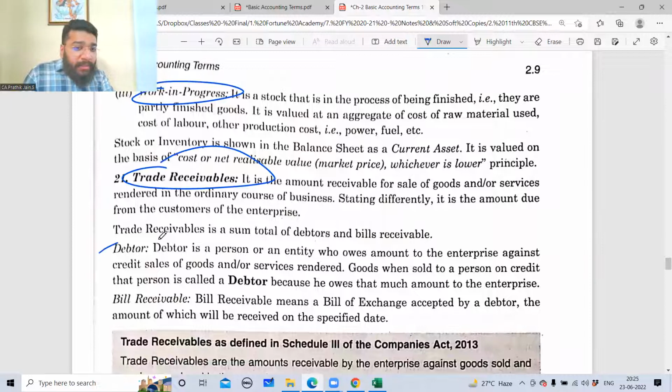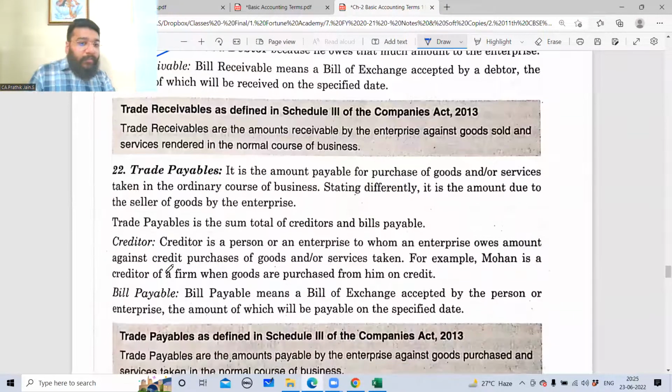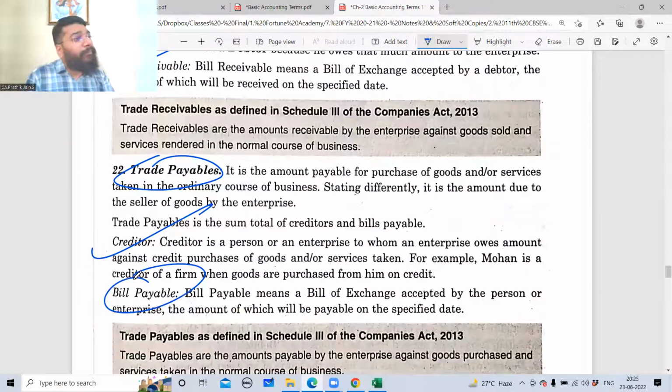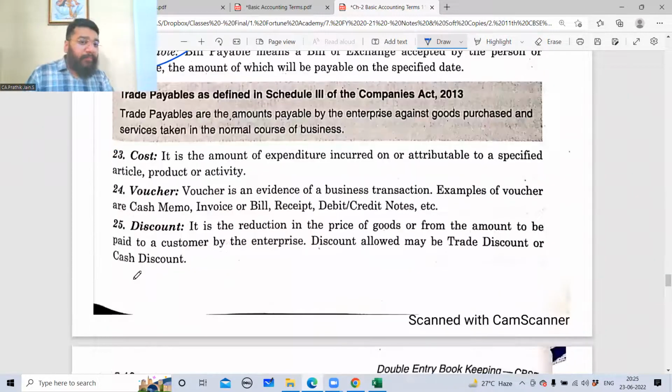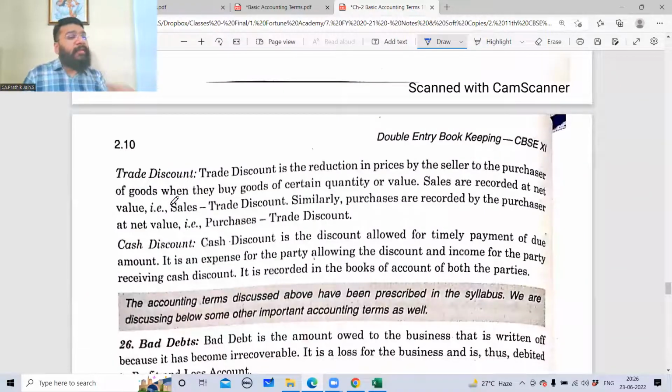In trade receivable, we have only discussed debtor. Bills receivable, I told you we'll do it in the bills of exchange chapter. Trade payable, we have done. Creditors explained. Bills payable in the bills of exchange chapter. What is cost, voucher, discount? All this will be explained in the upcoming chapter.